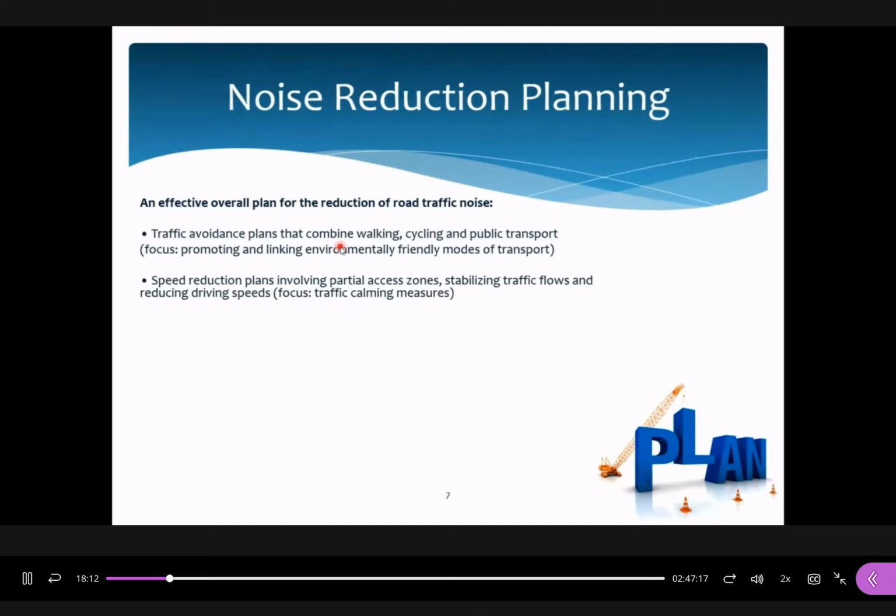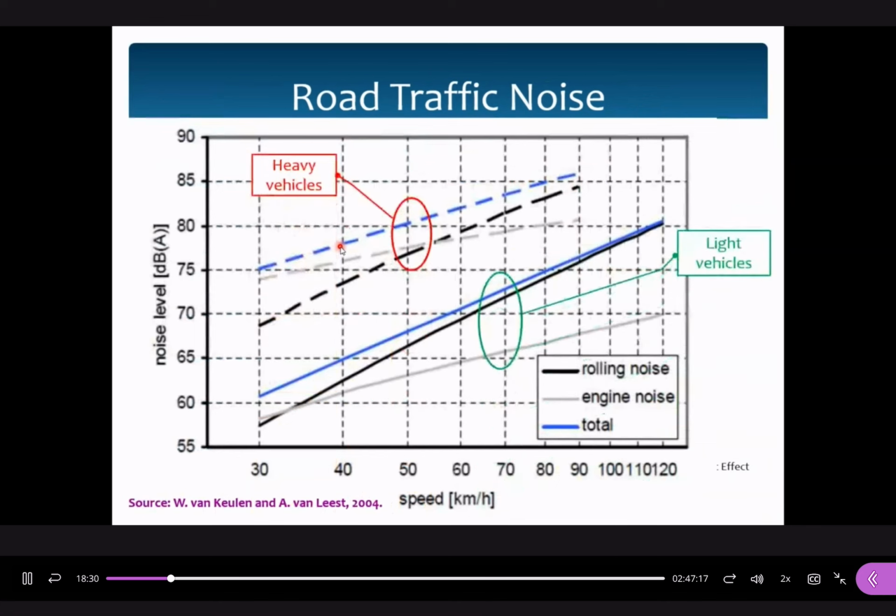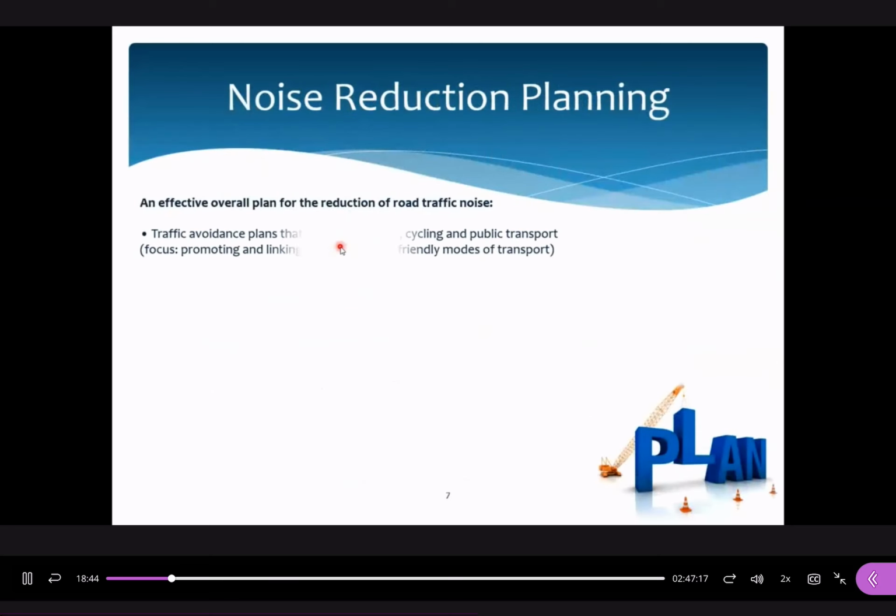The second one is speed reduction plans, involving partial access zones, stabilizing traffic flows, and reducing driving speed. Why do we consider that this can reduce the noise effects? As I told you before, when we increase the speed, rolling noise becomes more dominant. So in some sensitive zones, we need to limit the vehicular speeds. That's why you can reduce the noise effects.